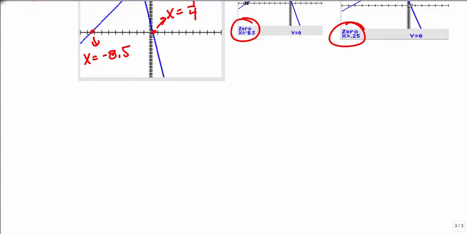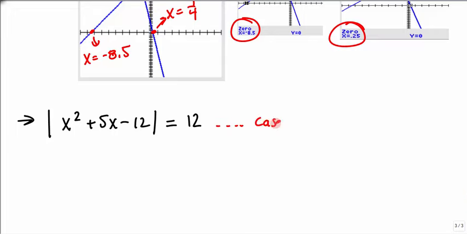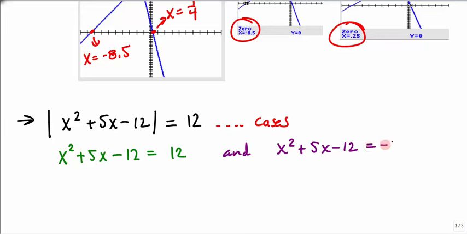Now another type that we'll see is an absolute value that involves a quadratic. So for instance, we could have the absolute value of x squared plus 5x minus 12 equals 12. Okay? So again, what we want to focus on here are cases. So for our cases, I'll have x squared plus 5x minus 12 equals 12 for one case. And then for my second case, I'll have x squared plus 5x minus 12 equals negative 12.